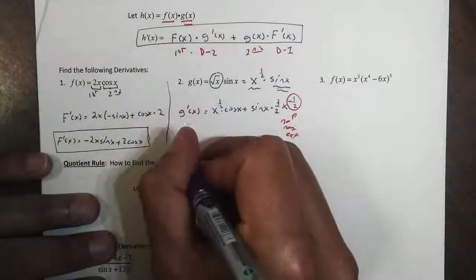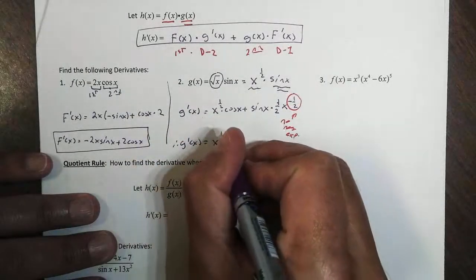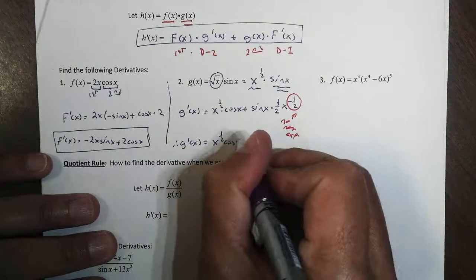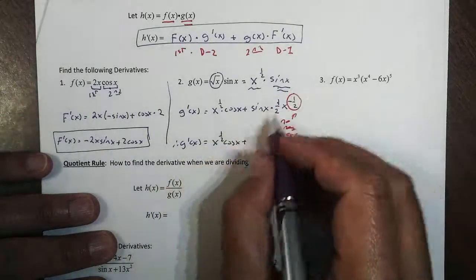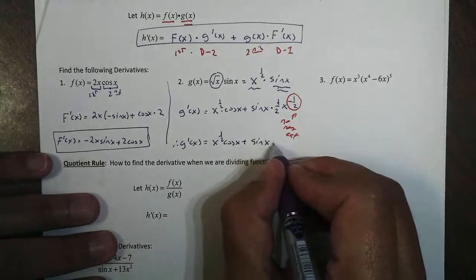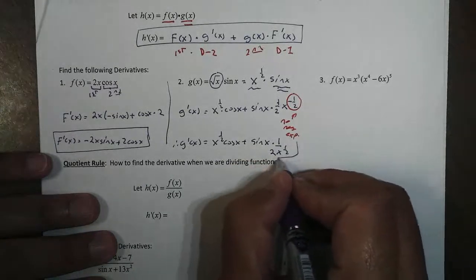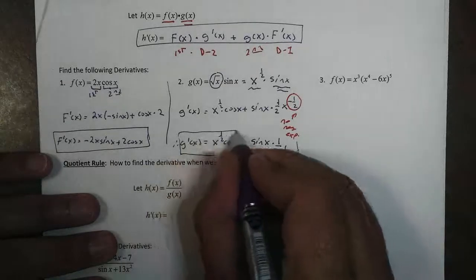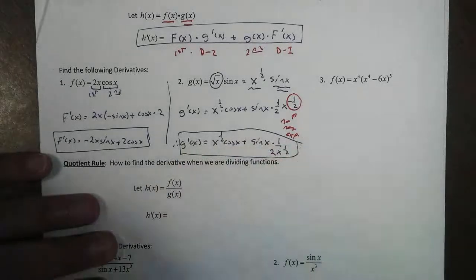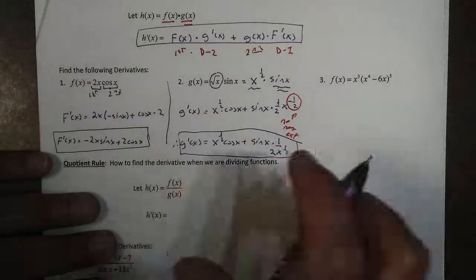So my final answer, g prime of x, would be x to the 1/2 cosine of x plus, now there's a couple ways I can do this. The easiest way to do this is sine x times 1 over 2x to the 1/2. There are other ways you can do this, and if you look at the answer in the back of the book, they're going to have it way simplified, but just leave it alone.